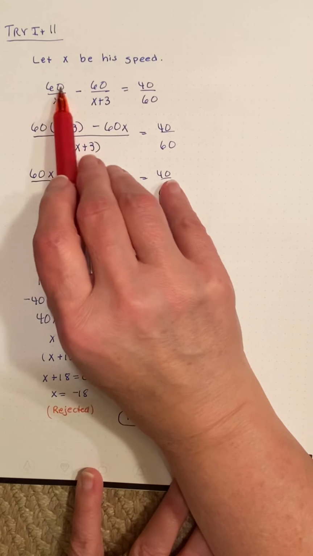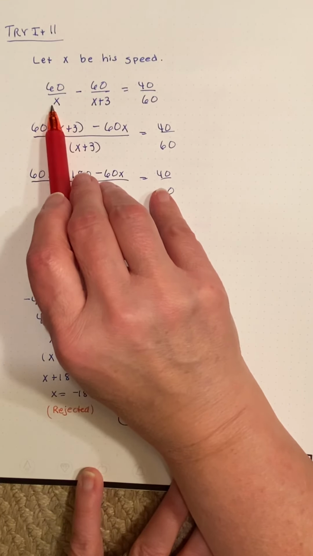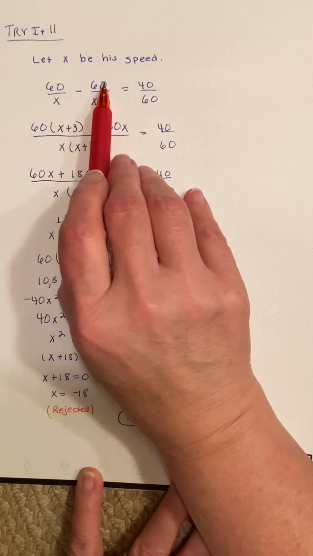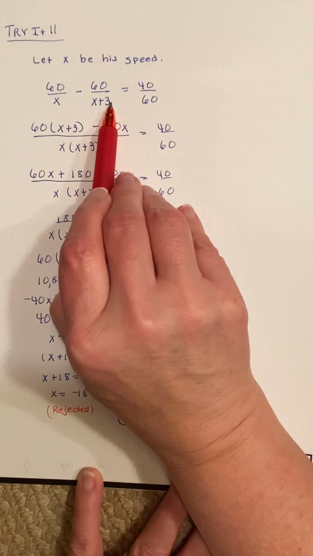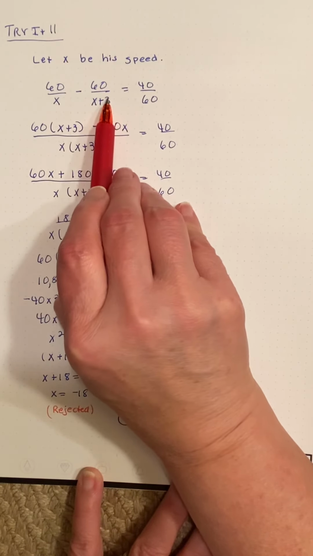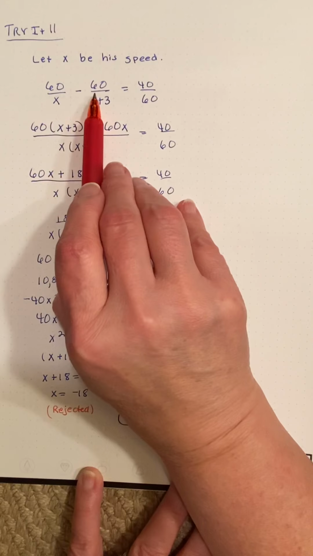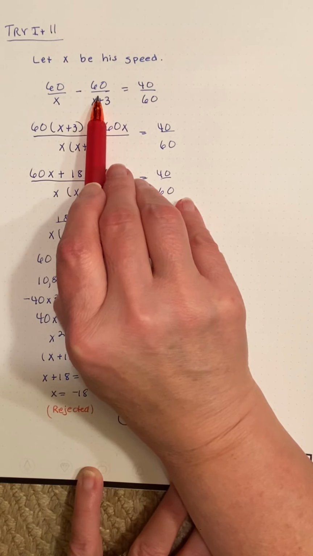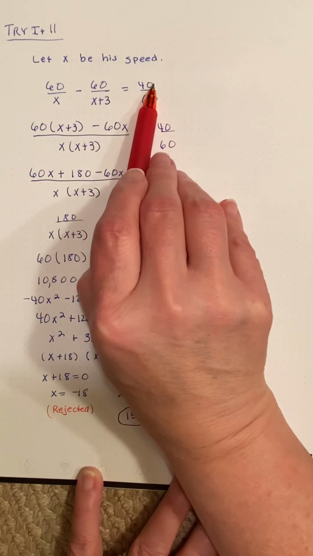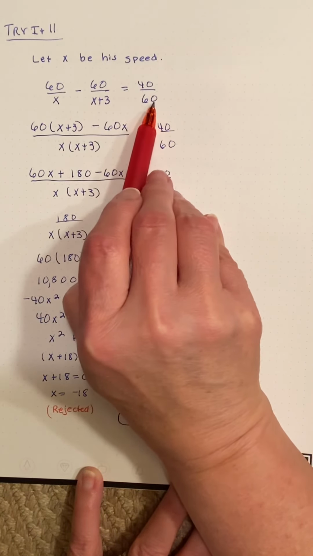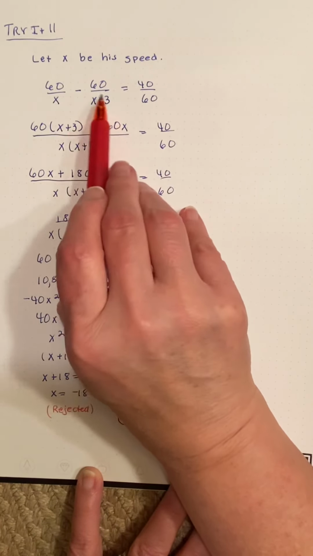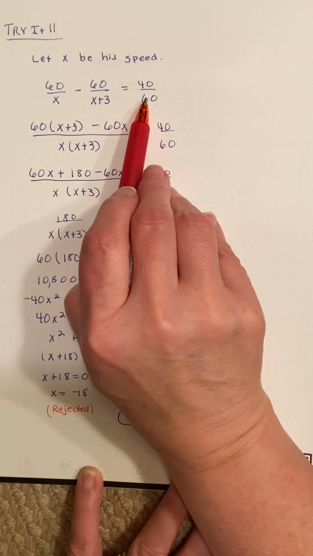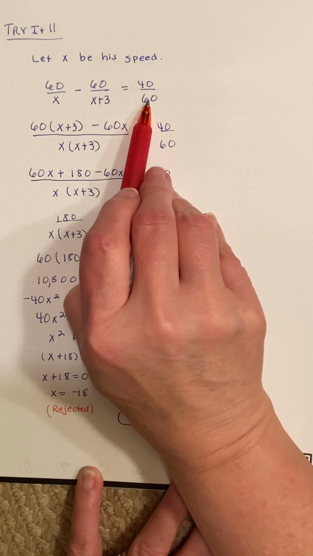We start off with 60 kilometers divided by his speed, minus 60 kilometers over x plus 3 kilometers per hour. So we're going to find the difference between the two, and that would mean it would take him 40 minutes less. So it would be 40 minutes over 60 minutes. Now we'll find his speed. We're doing this in per hour, in 40 minutes.